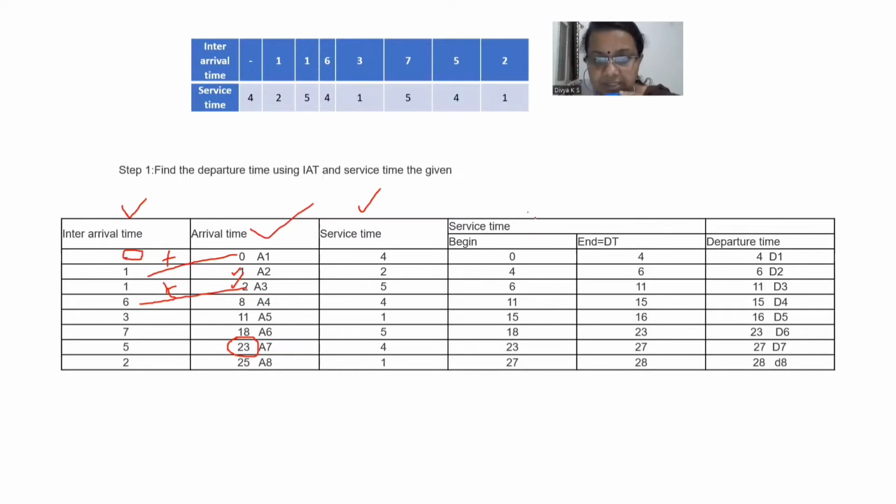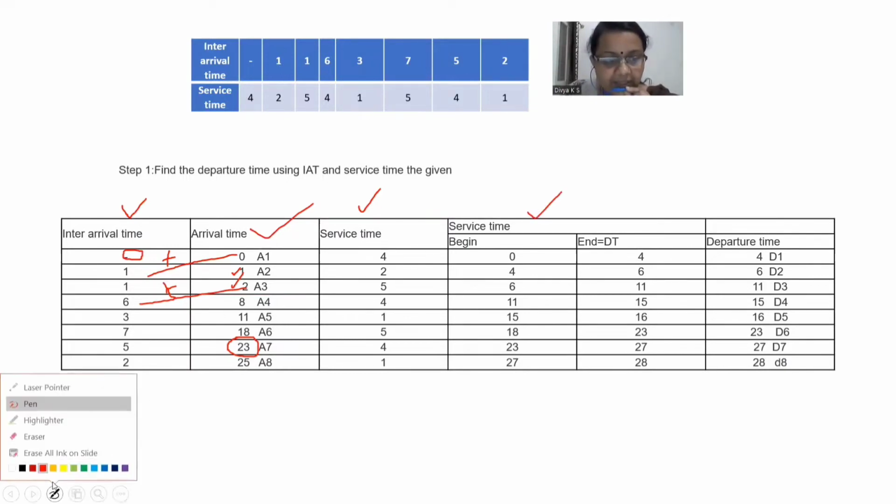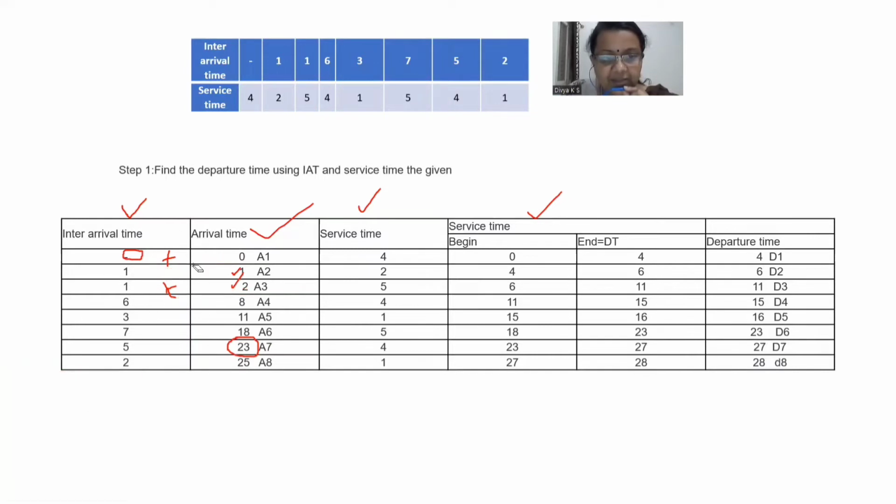Now we'll go for the service time. Service time, 1 second. Okay. This is clear, right? This is how the arrival time value you have to make as the first one. Then we'll go for the service time. Service time starting: we are thinking, in the queue no one is there. The first customer is coming. So what is the starting time? 0.